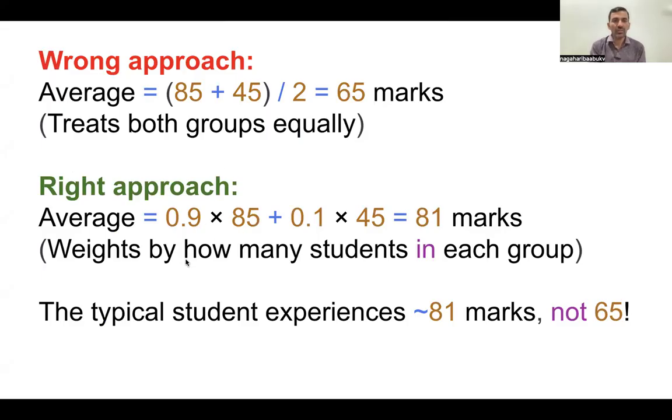So the right approach is you just take a weighted average, right? 90% of the students have got around 80 to 90, so you will multiply 0.9 into 85, and 10% of the students got 45, so 0.1 into 45. So 81 marks. This way, you multiply these weights by how many students in each group, group A and group B. So that will best represent the entire class. So the typical student experience is around 81 marks, not 65. So here what you have done is taken an expected value, the average value.